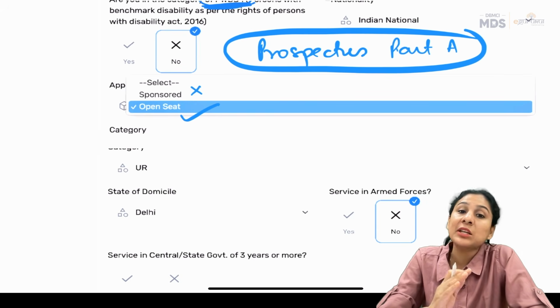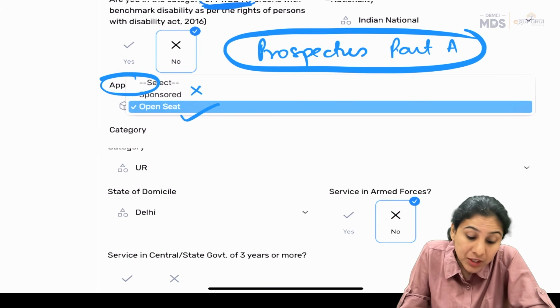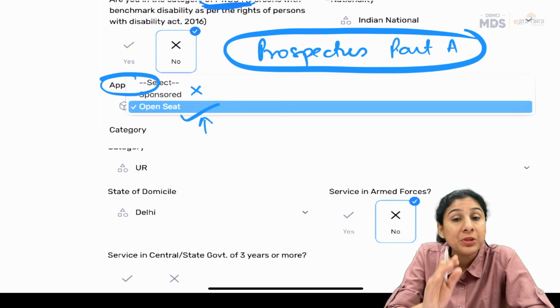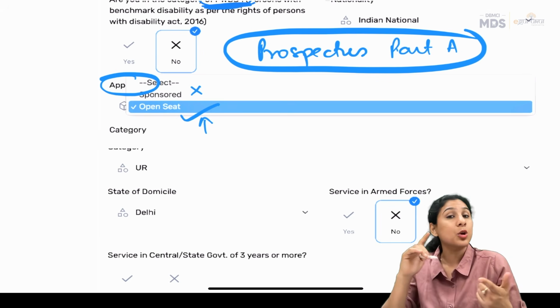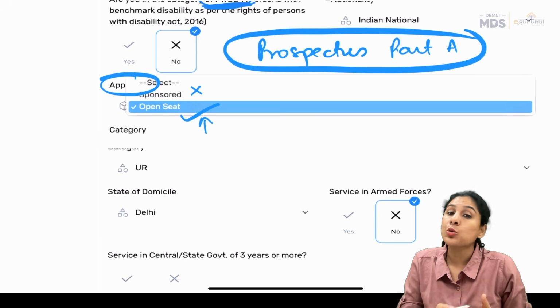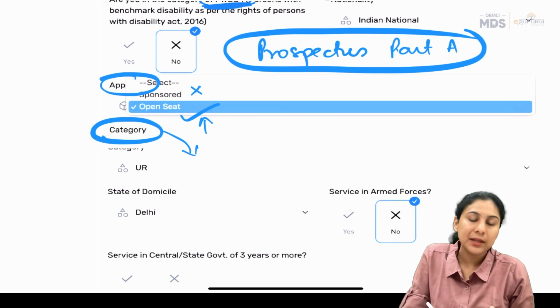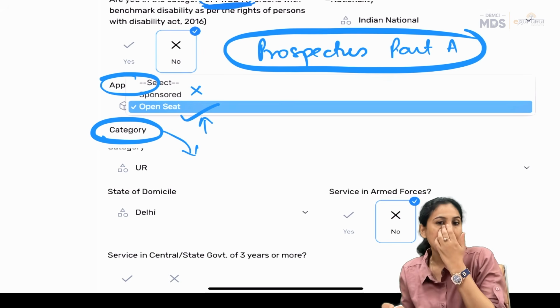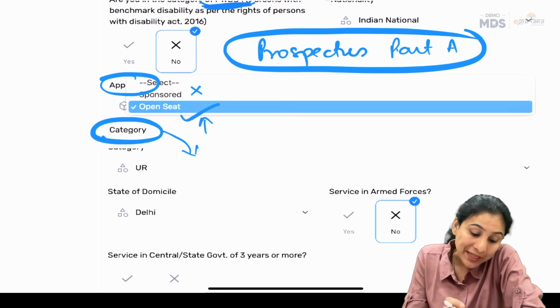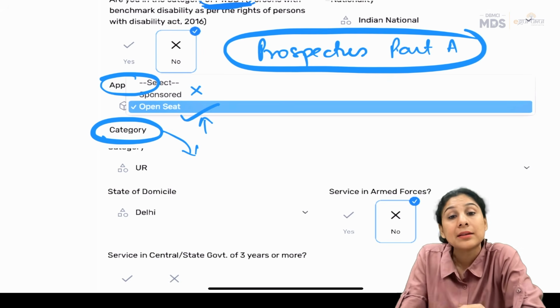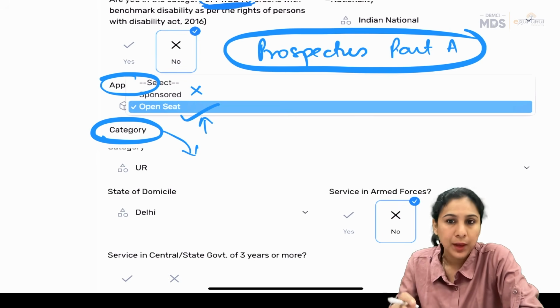You will just select the open seat. This does not mean general category. Open seat means open to all. Whether you're OBC, SC, ST, you will mark open seat. Then when category is asked, you will reserve your category to OBC, SC, ST, unreserved, whatever it is. So in application you will mark open seat, and in category you will mark whatever category you are in.